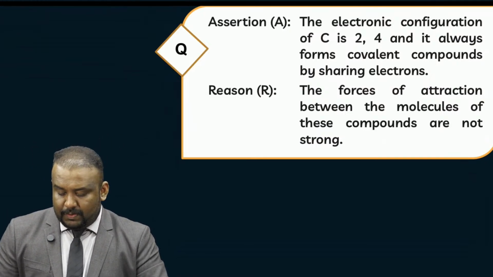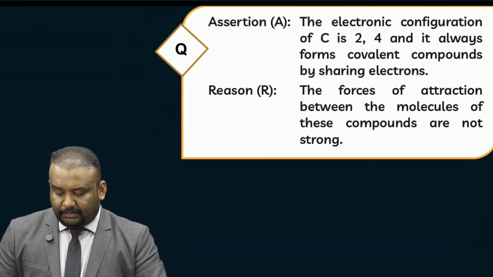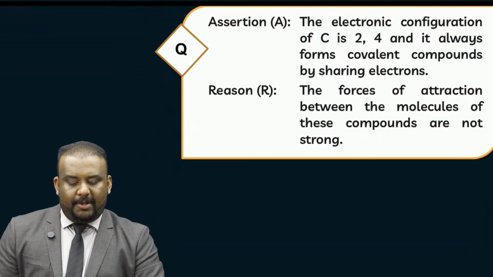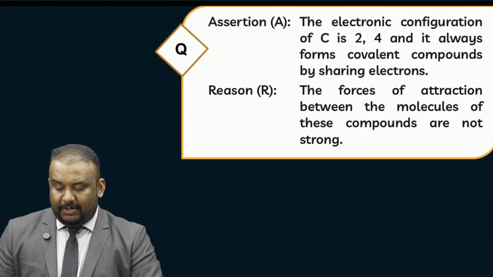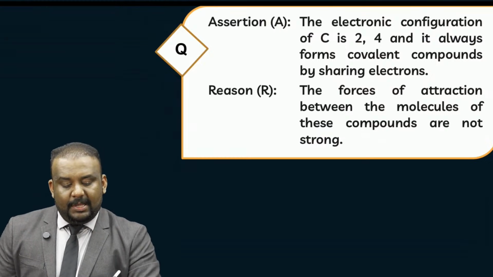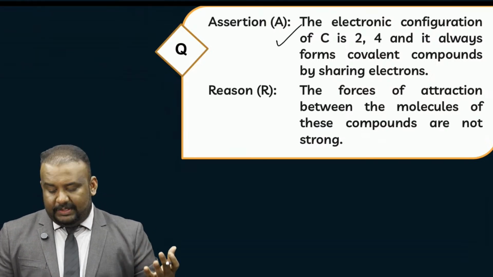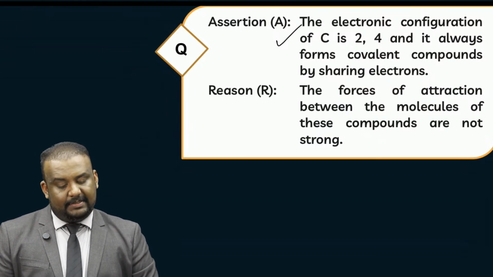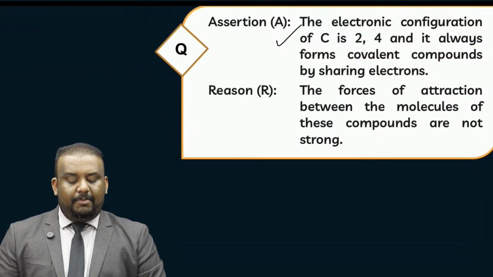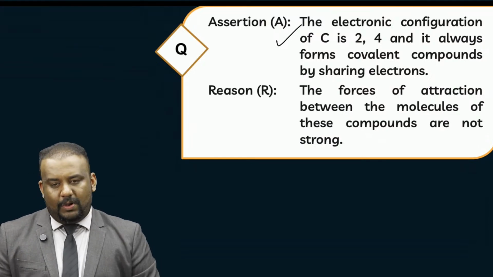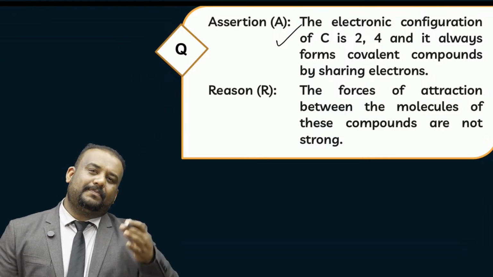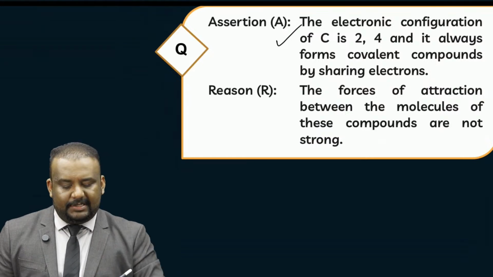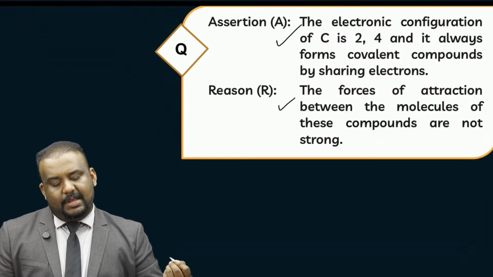Is that true? The electronic configuration of carbon is 2,4, and it always forms covalent compounds by sharing electrons. That is true, because carbon can neither lose electrons nor gain electrons. Correct? So the assertion statement is correct. The forces of attraction between the molecules of these compounds are not strong. Covalent compounds, intermolecular force of attraction is pretty weak because they don't have any charges. So that is also correct.